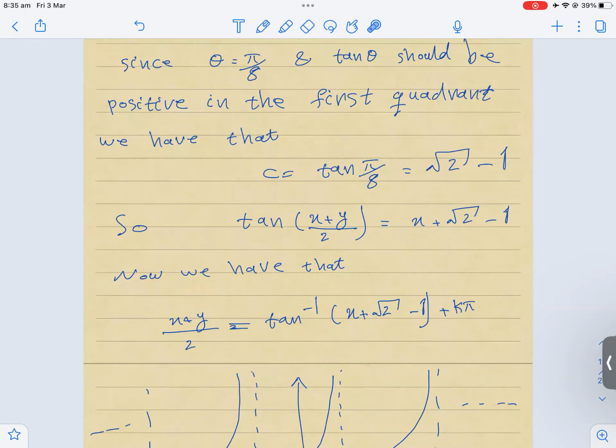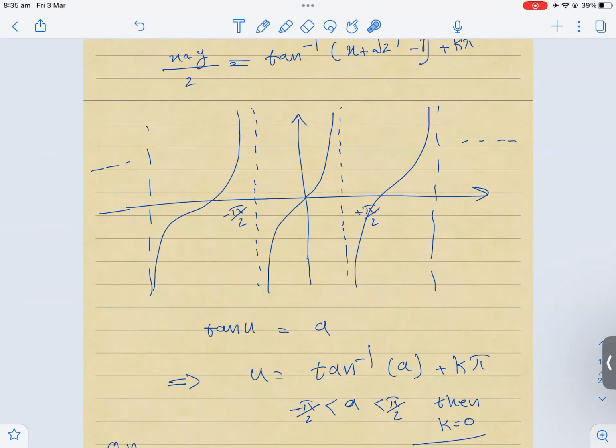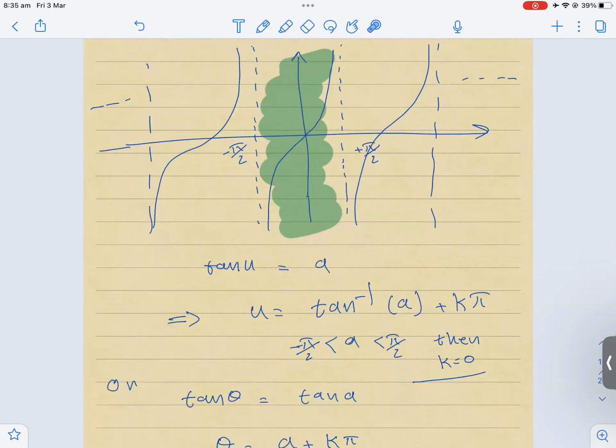So again, another challenge. (x + y)/2 will be tan inverse of (x + y)/2 minus 1 plus kπ. This is the tangent, a periodic function. Let's assume, for example, tan of u equals a. So u will be tan inverse of a plus kπ. If a is only in this interval, then k will be 0.